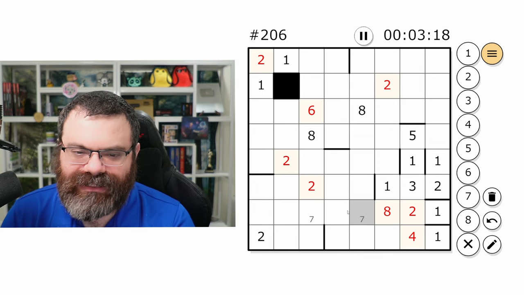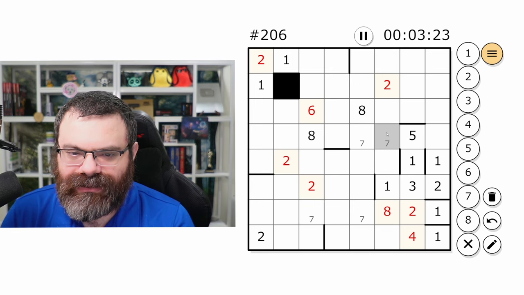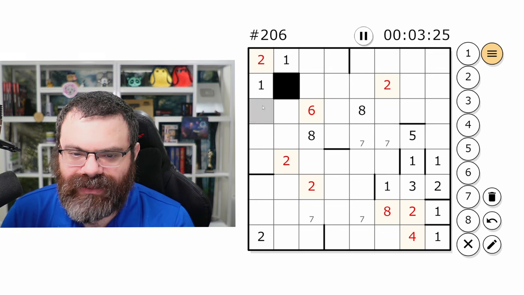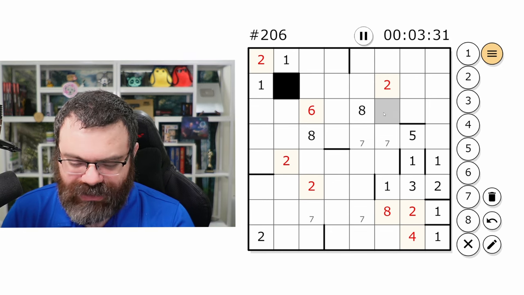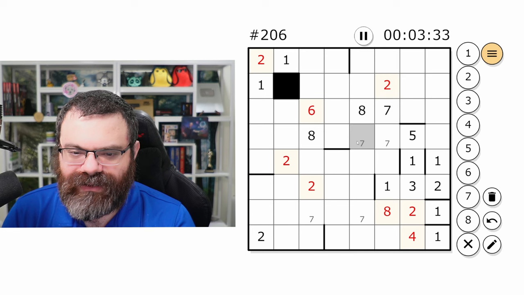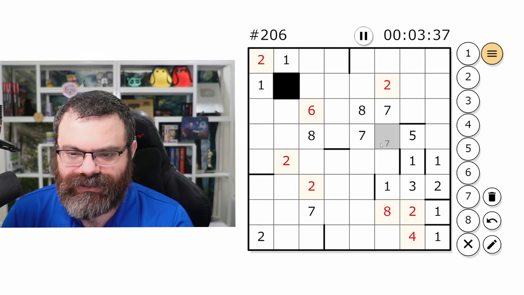I'm actually gonna pencil where sevens can be just to help visualize that. So here and here, and then this row needs it. Right, this row can only get 7 from here, right? It can't get it from this one. So we end up with a 7 here, which then for this row makes the 7 there, and then for this row makes the 7 there. So sevens are finished.